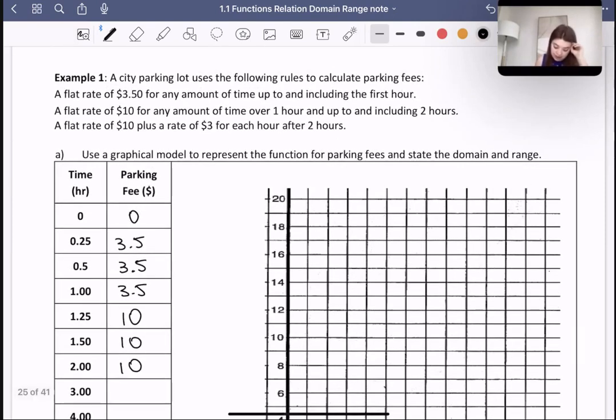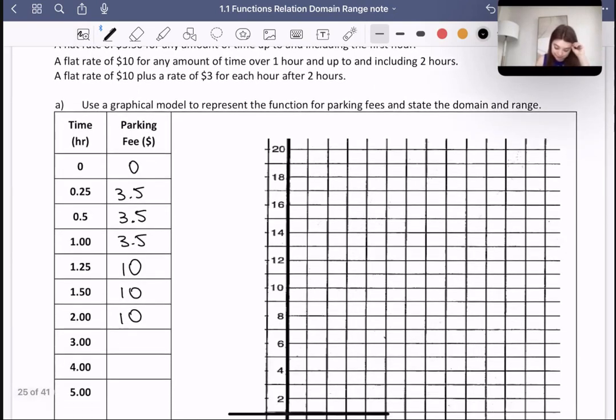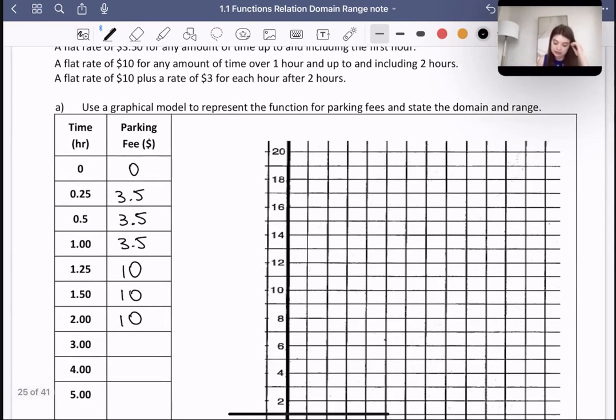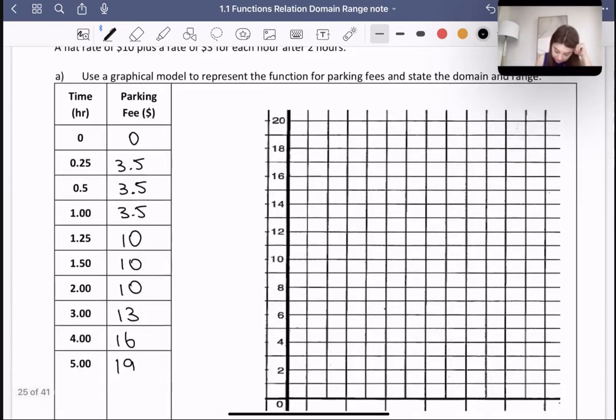And then it's a flat rate of $10 plus $3 for each hour after 2 hours. Okay, so that means for 3 hours, it would be the $10 plus $3 for every hour after 2 hours, so $13 for 3 hours, then $16, and then $19. And that's all the points they want.